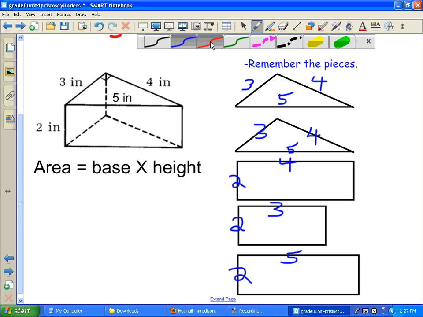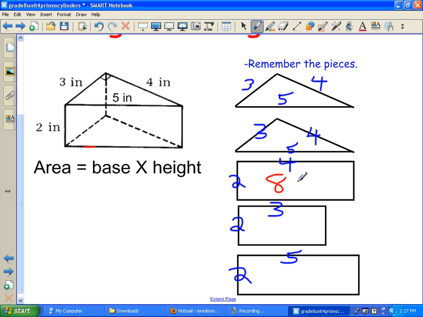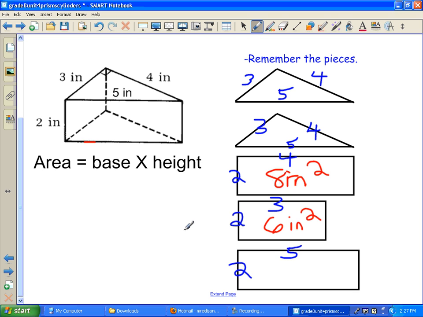Now the only thing we have left to do, just like you did with the rectangular prism, you're going to calculate the area of each individual side. And of course, the area for this one here is going to be the area of the base times the height, or one side times the other. So in this case, 2 times 4 is 8 inches squared. For this rectangle, it's going to be 2 times 3, which is 6 inches squared. And then down here, it's going to be 2 times 5, which is 10 inches squared.